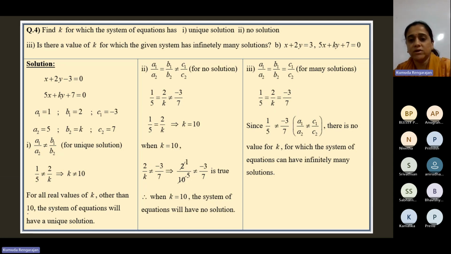So here you should not work and say K is equal to 10. Don't cross multiply, work and say K is equal to 10, or K is equal to 14 by minus 3 or whatever. A1 by A2 and C1 by C2, these two are not equal. So there is no value for K for which the system of equations can have many solutions.